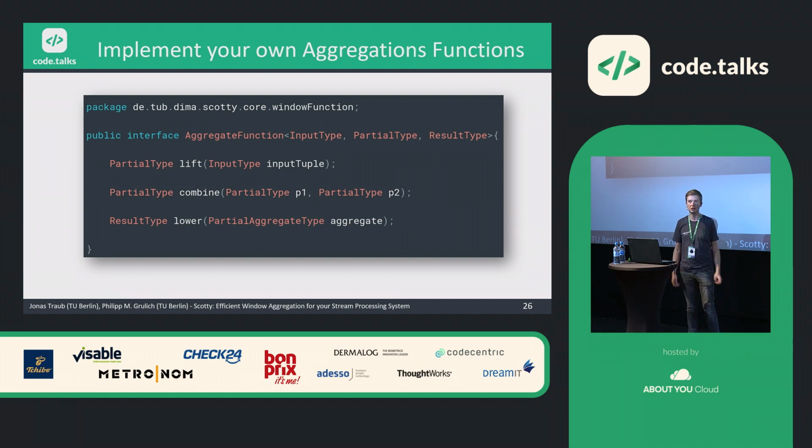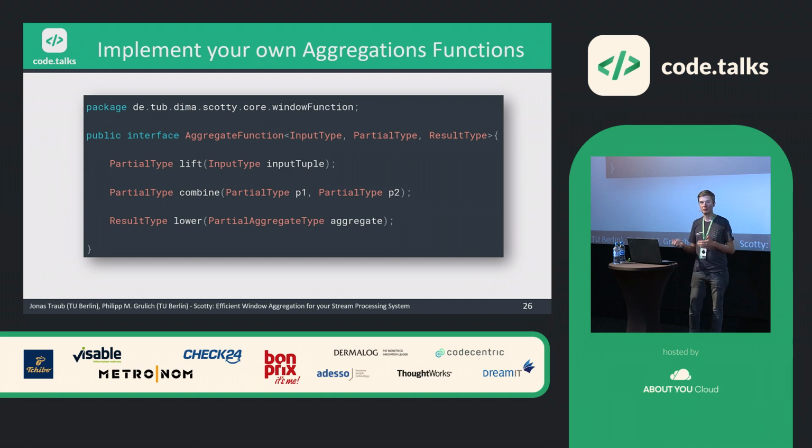And to implement your own aggregation function, you basically have to implement three functions, which are lift, combine, and lower. Lift is the first stage, which consumes one of your input tuples from the stream and converts it to a partial aggregate, which is then combined with the partial aggregate which is already stored in a slice.